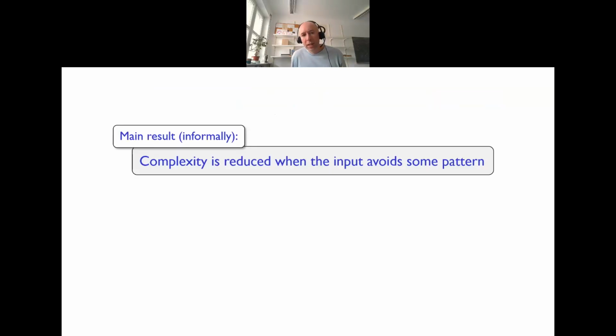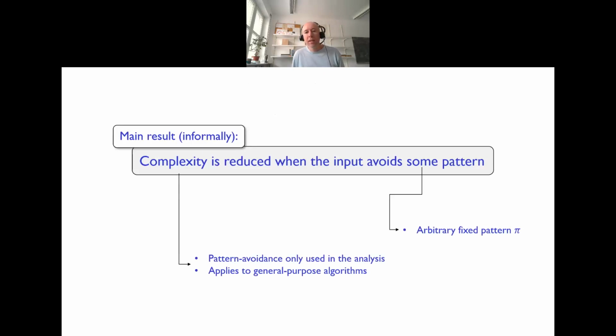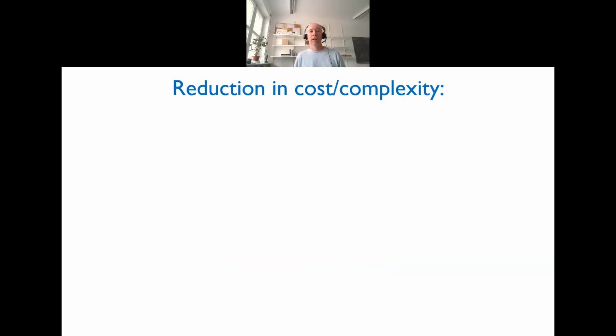Okay, so our main result, stated informally, is that the complexity of these optimization problems that I mentioned is reduced whenever the input avoids some pattern. And this pattern can be arbitrary, and it's even unknown essentially to the algorithm, so the pattern avoidance is only used in the analysis. So our analysis will apply to general purpose algorithms for these optimization problems.